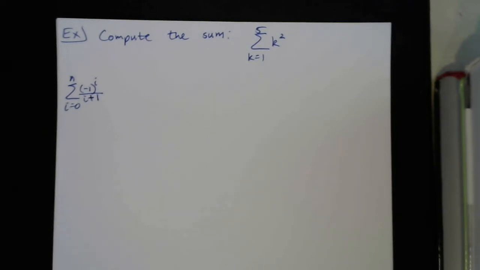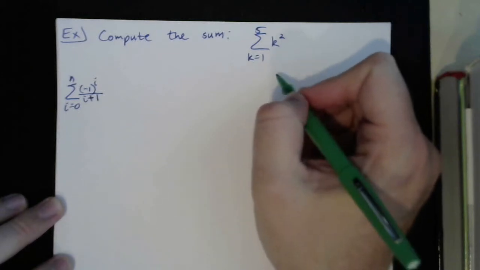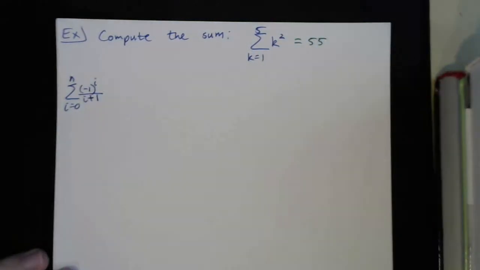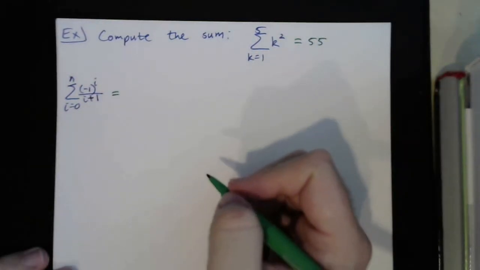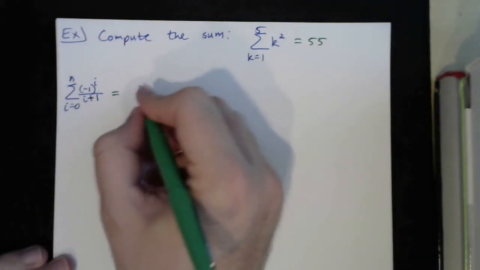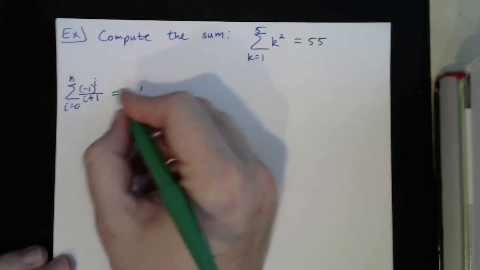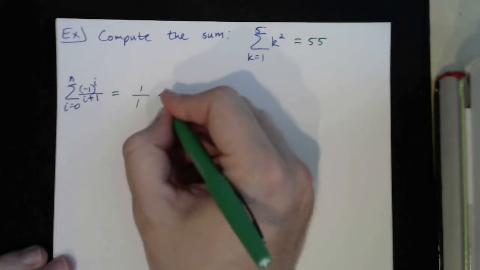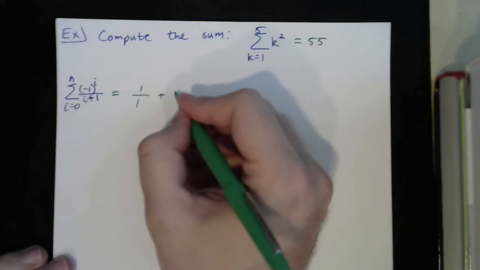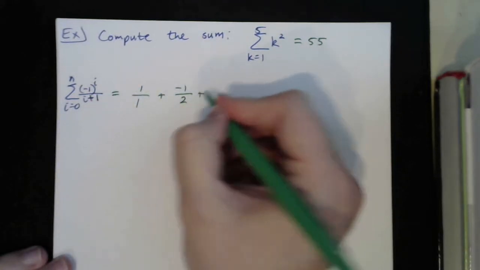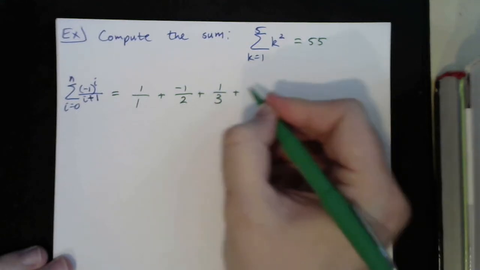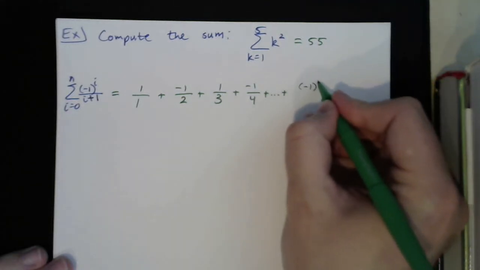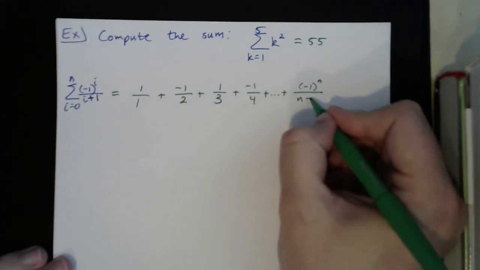Okay, great. You have your answers. If you sum the squares from 1 to 5, 1 plus 4 plus 9 plus 16 plus 25, you get 55. And here I'll work this out a little bit. Because we're going to a generic n, we're doing the first term, which is i equals 0, -1 to the 0 is 1, over 0 plus 1 is 1, plus, now we have -1 to the first, that's going to be -1 over 2, it's going to flip back to +1 over 3, plus -1 over 4, plus dot dot dot, all the way down to -1 to the n over n plus 1.